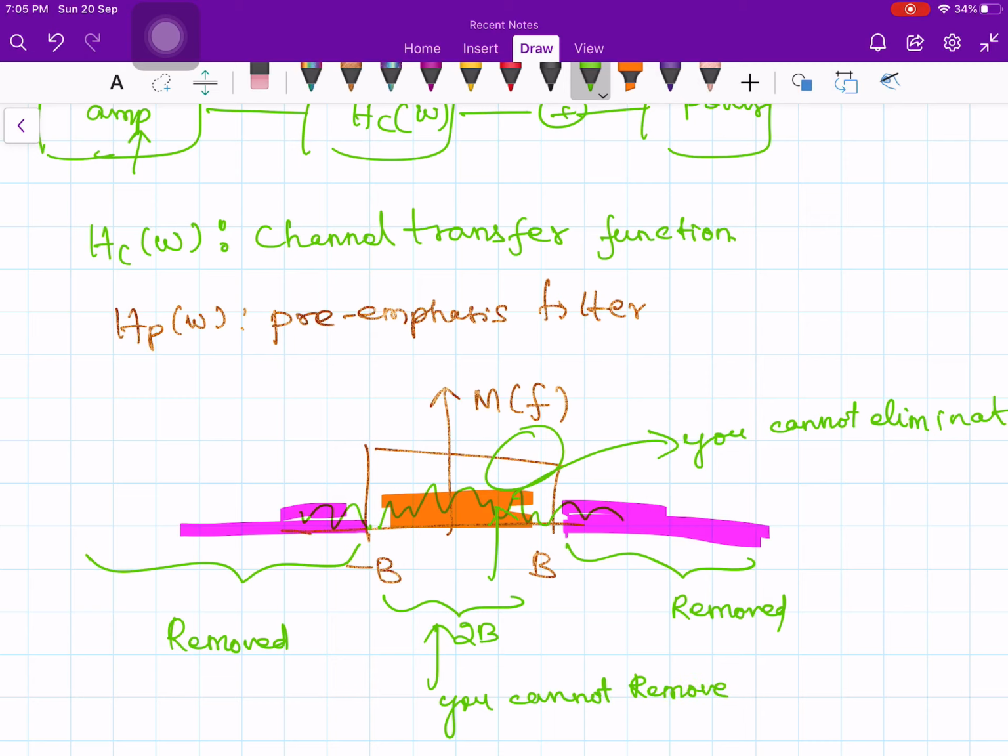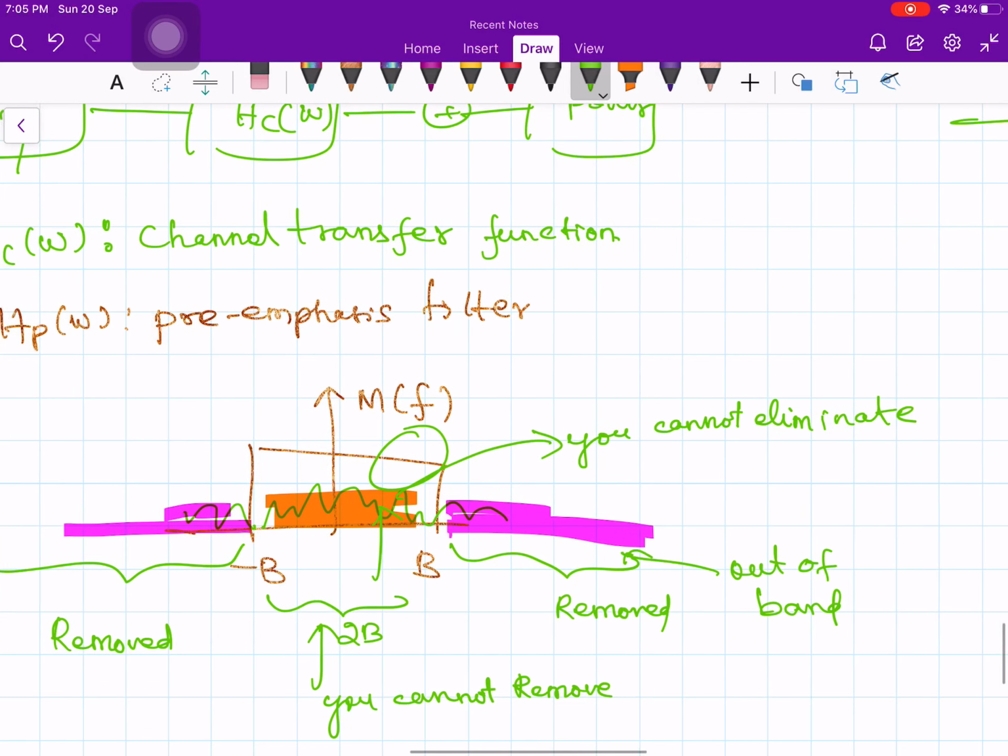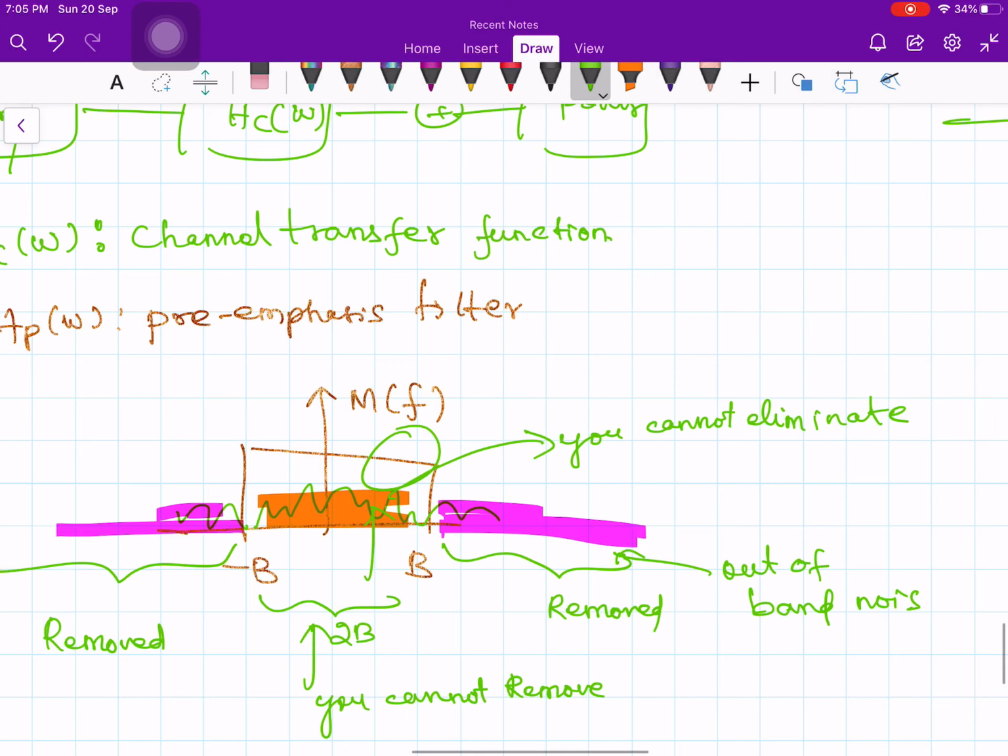So basically the only thing that we can really do is eliminate the out of band noise. This noise is called out of band noise. Why is it called out of band noise? Because it lies outside of your band, your signal bandwidth. So that's what the receiver is doing now.